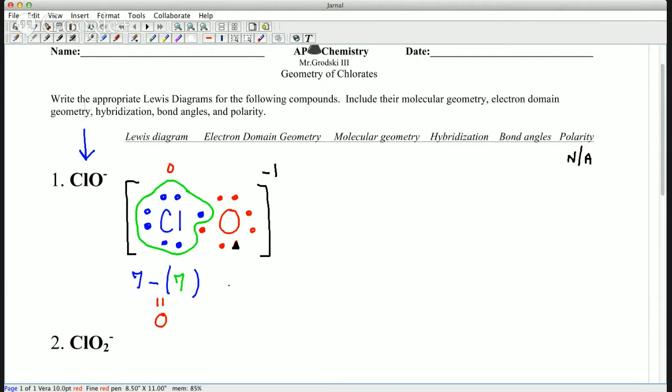Oxygen has 6 valence electrons. That's what you start with, and we're going to subtract its assigned electrons. So we go back to the drawing here, and we see that we consider in the assigned electrons all of the lone pairs, including half of its bonding. And you can see the electrons assigned to the oxygen include 2, 4, 6, 7.